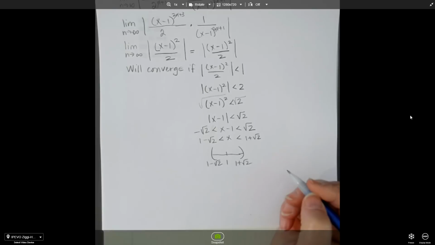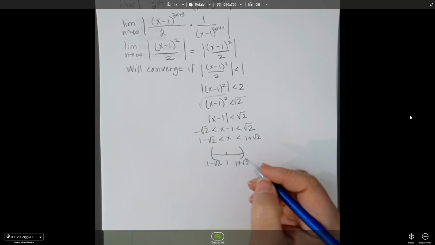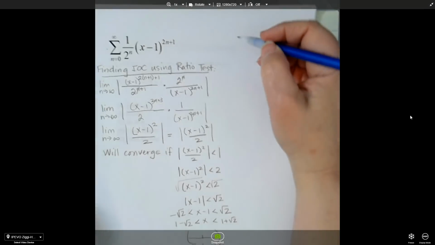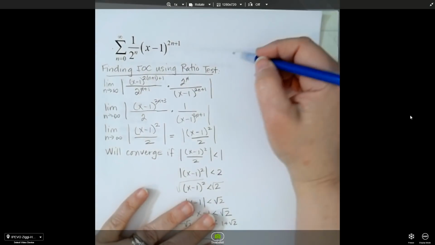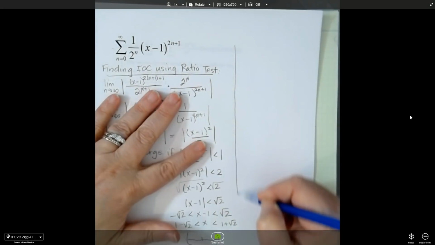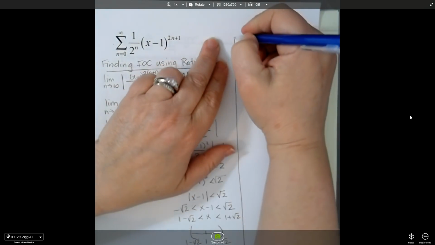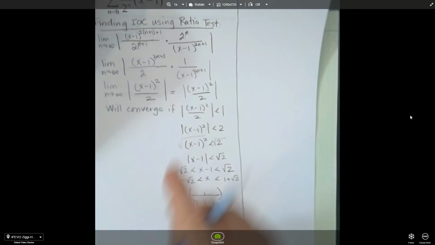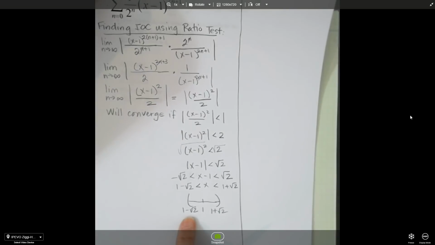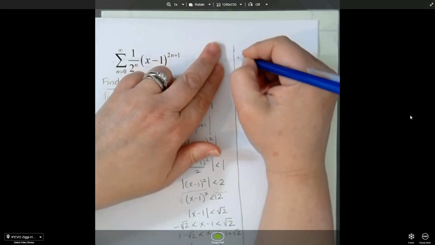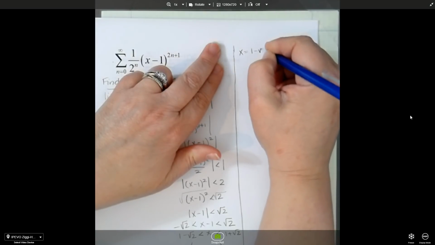Now, what do we have to do when we're doing these? We need to check the endpoints, okay? So checking the endpoints. Let's see if I can squeeze it on this page. I'll try not to write too small. Just want to keep it all together. Okay, so what are the endpoints of our interval of convergence? Well, the first one is 1 minus root 2. So I'm going to try it at x equals 1 minus root 2.